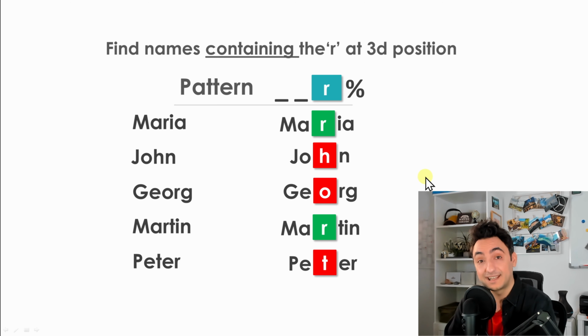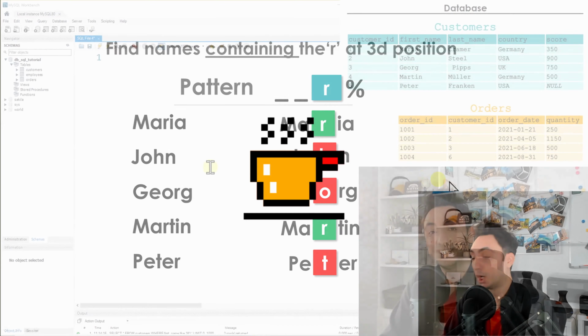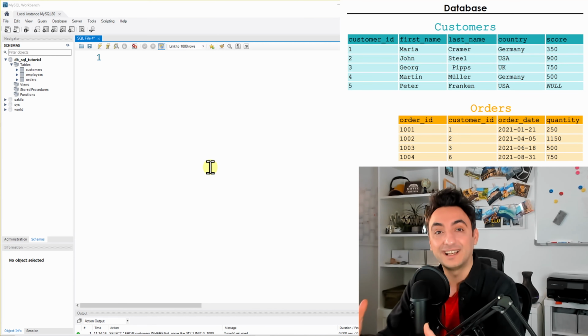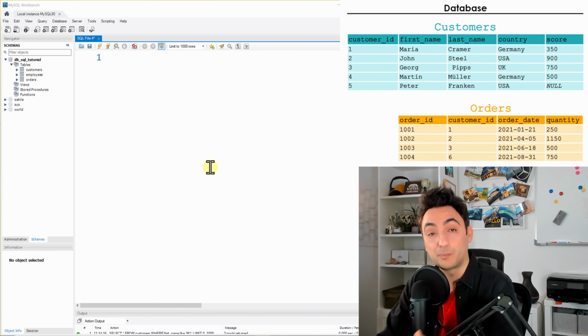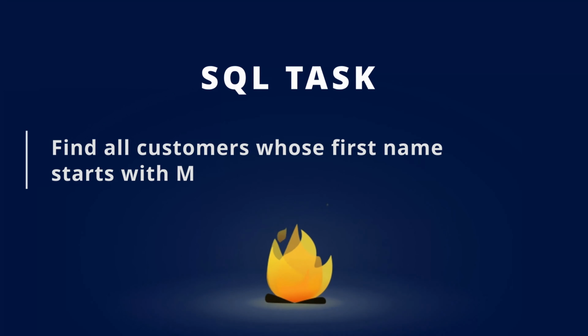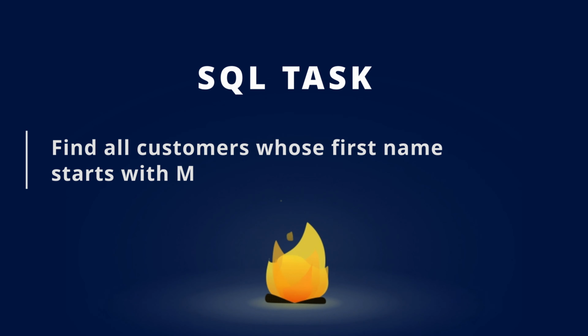So now as a next, we're gonna go deep dive into examples. Okay, so now we're gonna learn how to write SQL statements using the LIKE operator in order to understand the syntax and to solve those 4 tasks. So we're gonna start with the first one. Find all customers whose first name starts with M.